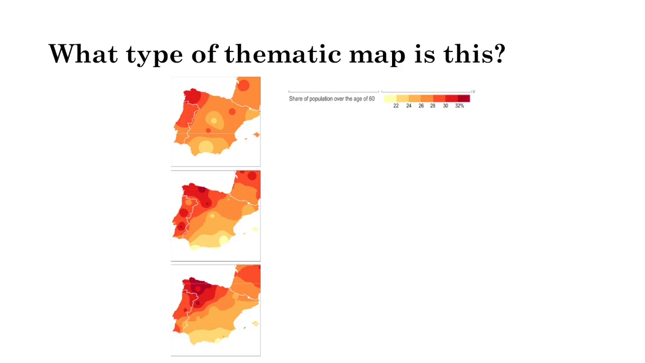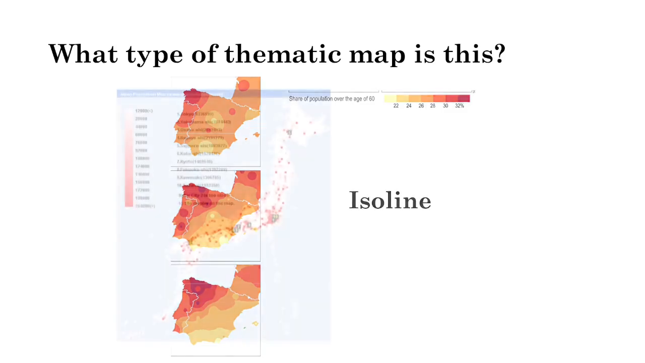All right, let's do a little bit of practice here. What type of thematic map is this? We'll do a few of these. This one is showing different shades, but it's also showing lines. It's showing Spain, France, and Portugal, I believe. The countries themselves aren't highlighted differently, and the lines vary over time. So this is an isoline map.